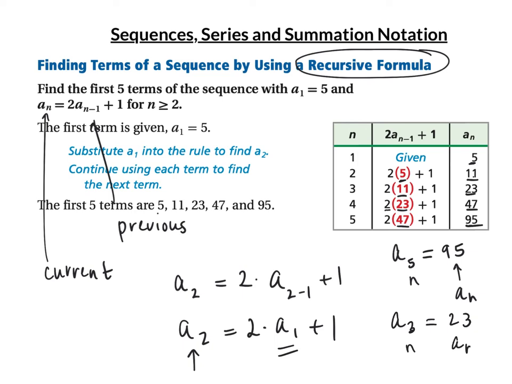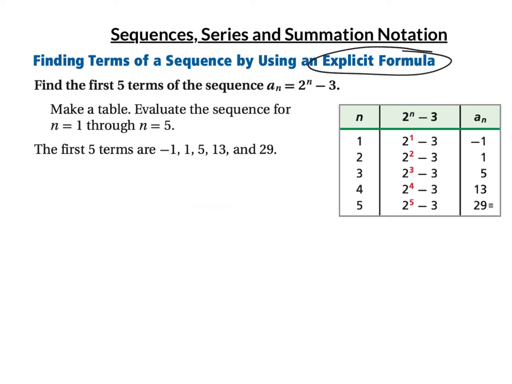Here's an example of an explicit formula. Recursive is based on a previous value. The explicit formula allows us to grab any value we want anywhere by just plugging in values. A sub 1, if I follow this equation, is 2 to the first power minus 3. That's negative 1. A sub 2 would be 2 to the second power, I'm plugging in 2 for n, minus 3. 2 squared is 4. 4 minus 3 is 1.